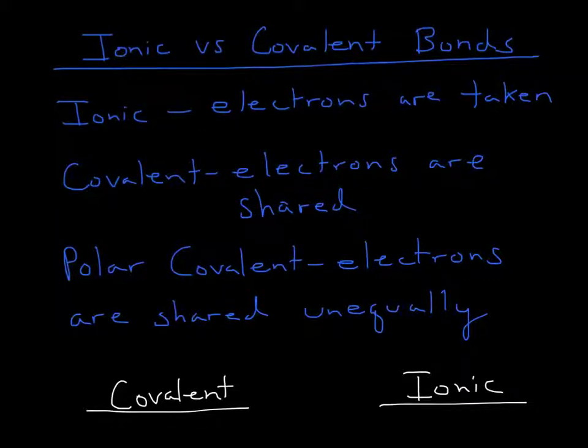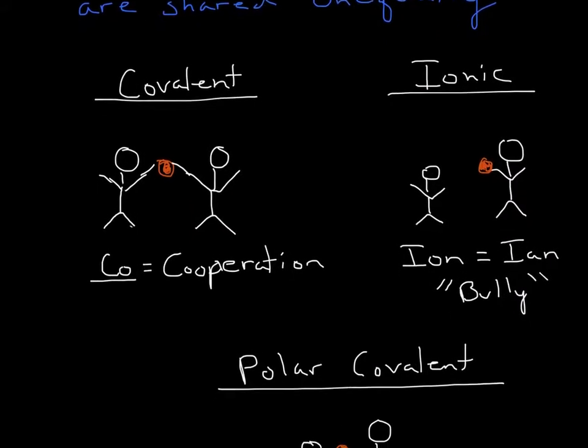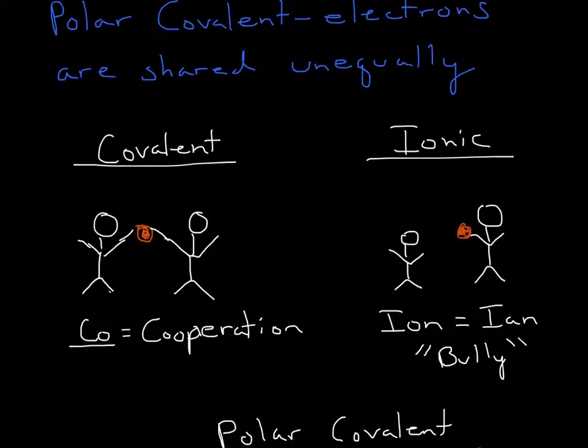Okay, so this will be over ionic versus covalent bonds. Ionic bonds are electrons that are taken, covalent bonds are electrons that are shared, and polar covalent bonds are electrons that are shared unequally. To show a few examples, here I made two drawings.